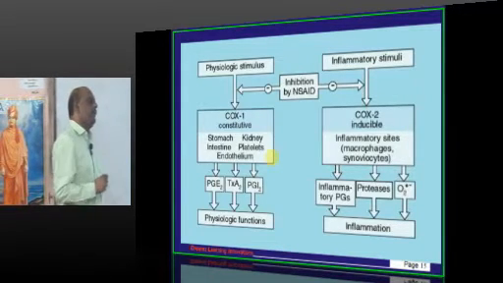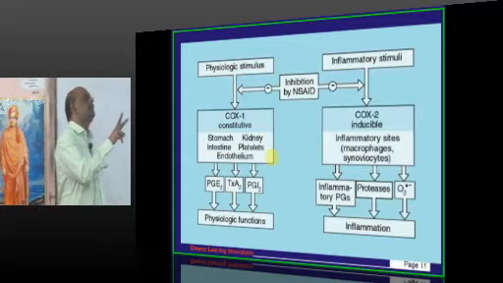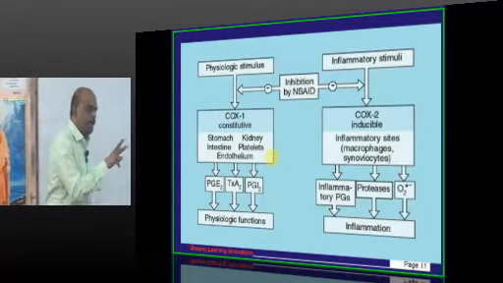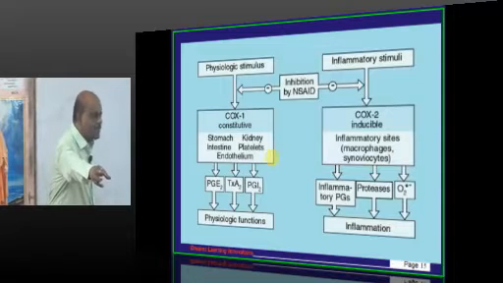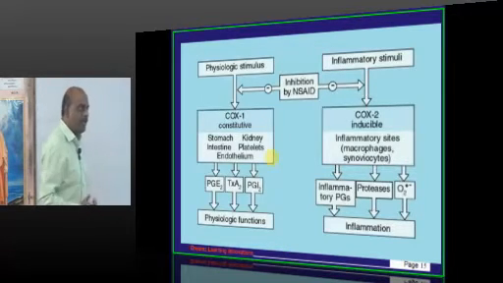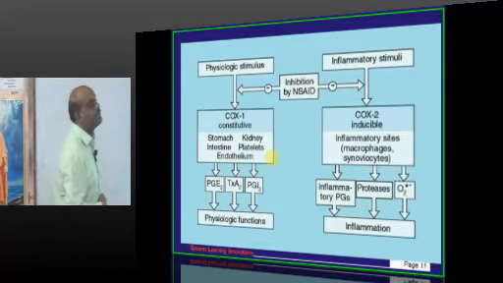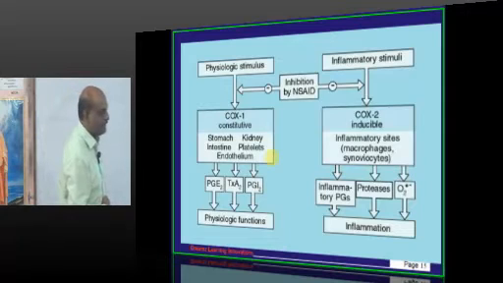Suppose you happen to give a non-selective cyclooxygenase inhibitor, it will go and inhibit the COX-1 in the stomach. Then what will happen? Your prostaglandin in the stomach diminishes, gastric mucosal blood supply diminishes, the gastric mucosa will be inadequate, and you get ulceration, peptic ulceration in the stomach.